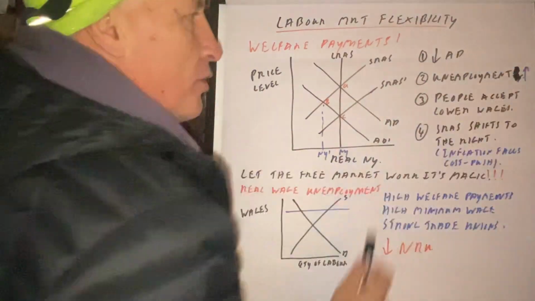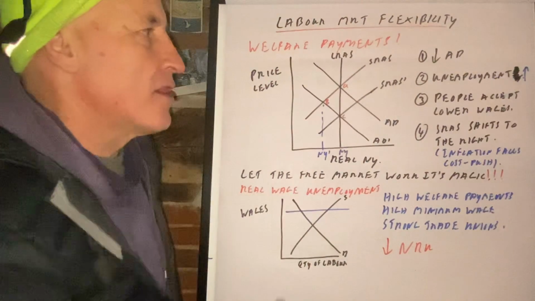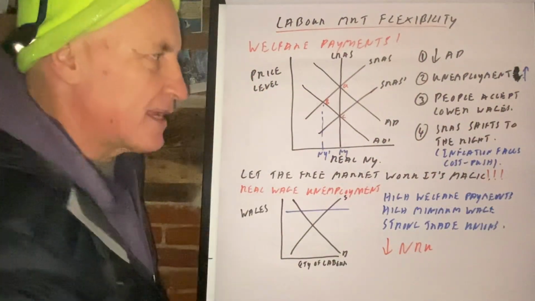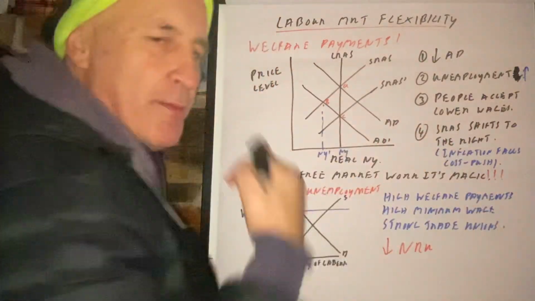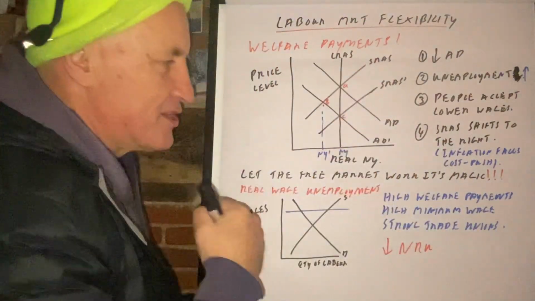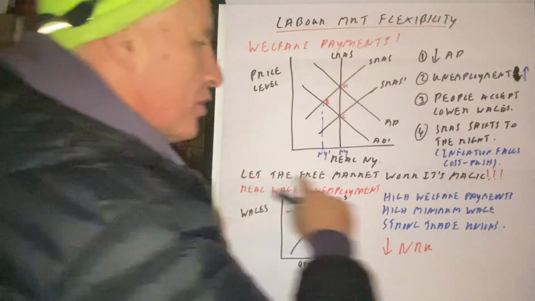Okay, decrease in unemployment. A decrease in AD leads to a rise in unemployment. People accept lower wages because they're desperate for work, like in America. Therefore, people accept lower wages, the short run aggregate supply curve shifts to the right, and if you think about it, lower wages will reduce costs, reduce inflation. Let the free market work its magic.